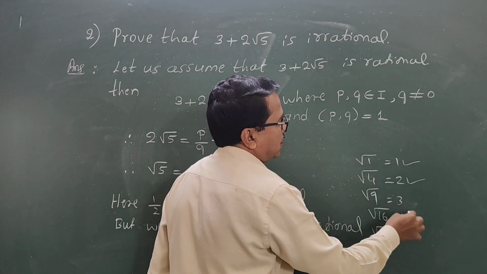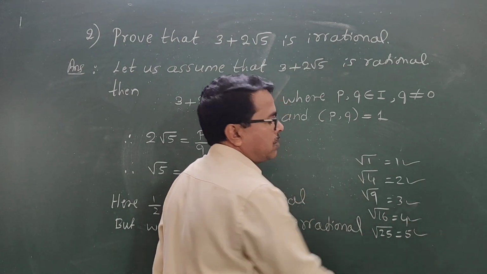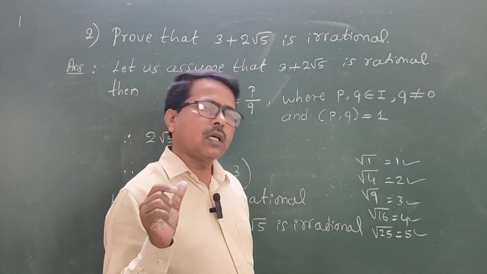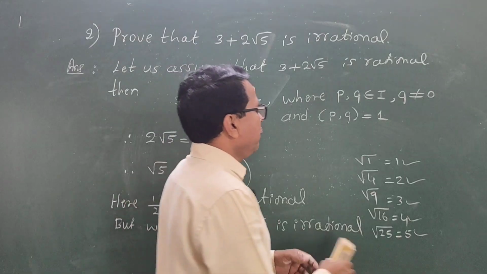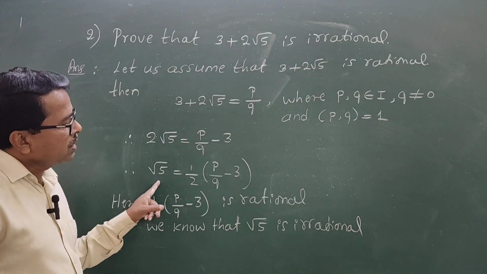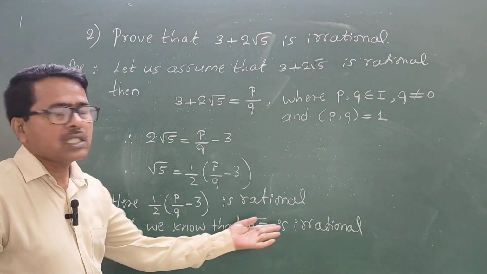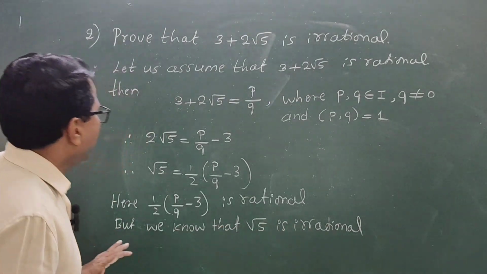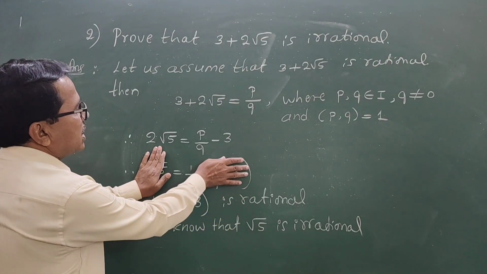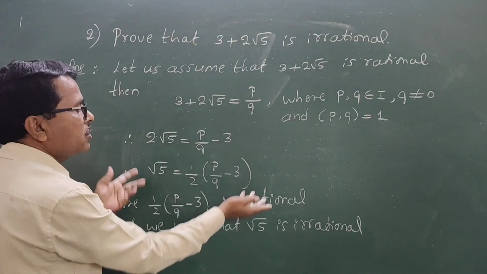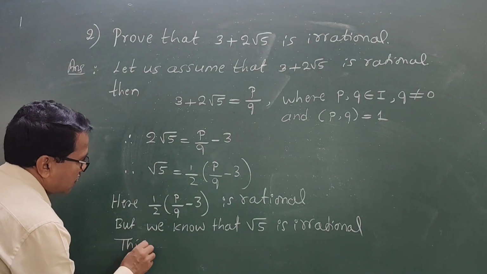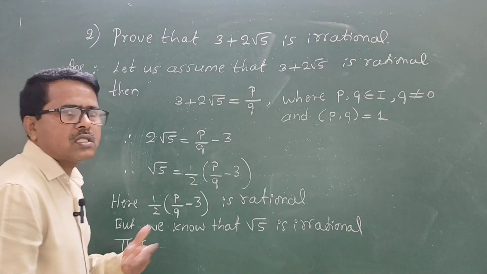Square root of all perfect squares is a rational number. 1 is rational, 2, 3, 4, 5. These are all rational numbers. But 5 is not a perfect square. Therefore, its square root is irrational. So now what did we come to know? This side irrational, this side rational. How is it possible? Not possible. This is a contradiction.